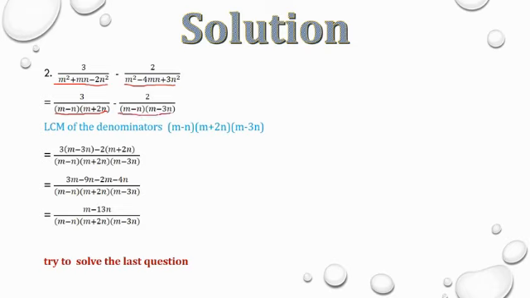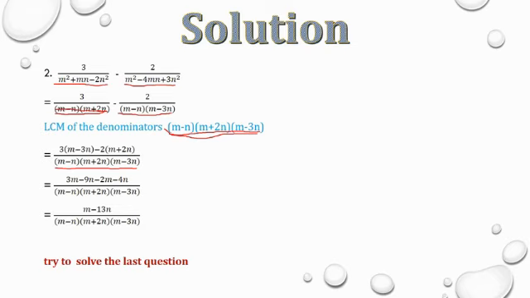Okay, so the lowest common multiple of both the denominators will actually be (m - n)(m + 2n)(m - 3n). So if we put that as our denominator, we then divide the lowest common denominator by the denominator of our first fraction. If we divide that by (m - n) and (m + 2n), we are then left with m - 3n.